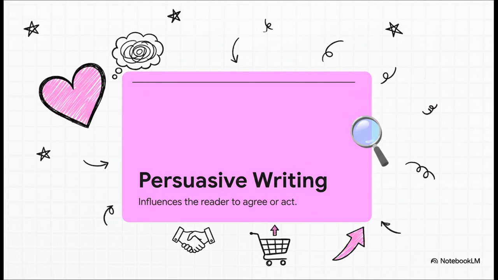All right, now things get interesting with persuasive writing. Here, the writer has a clear agenda. They're not just giving you facts, they are actively trying to convince you of something. This style often appeals to your emotions and your beliefs to get you to agree with them or, more importantly, to take some kind of action.